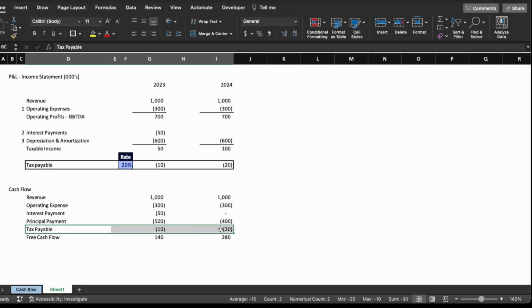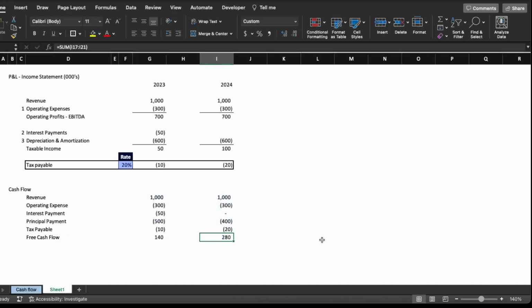Then below that, we're going to have the tax payable. So that's what we have. And at the end of the day, when we add those things together, we're going to be able to calculate the cash flow to the company.